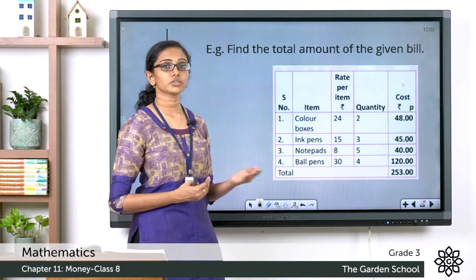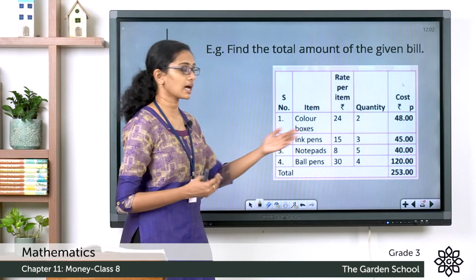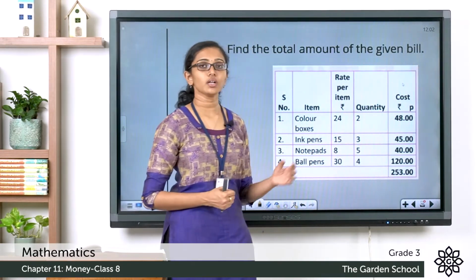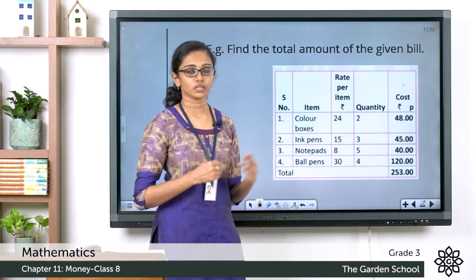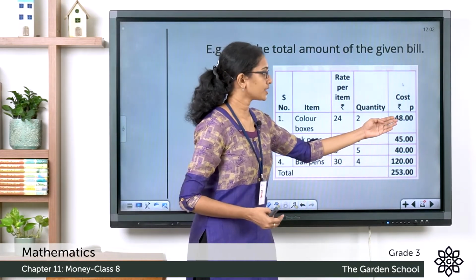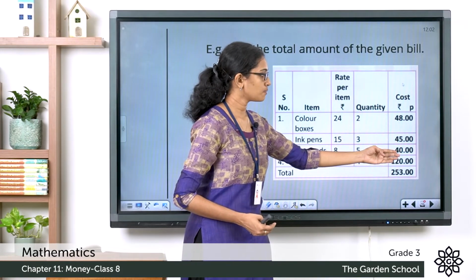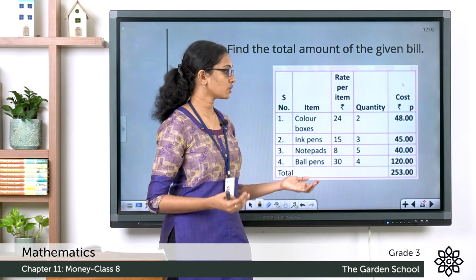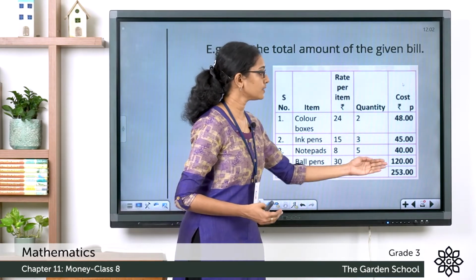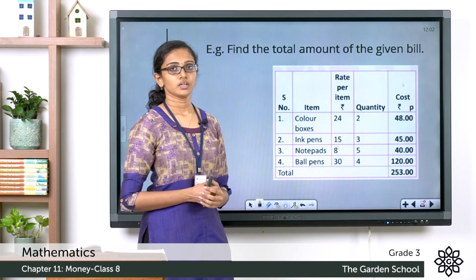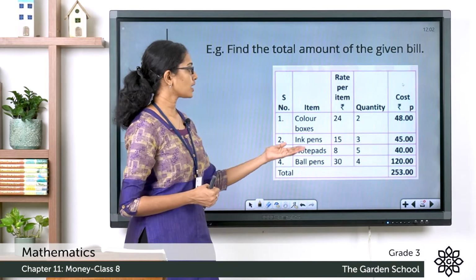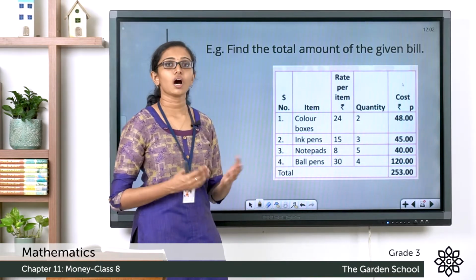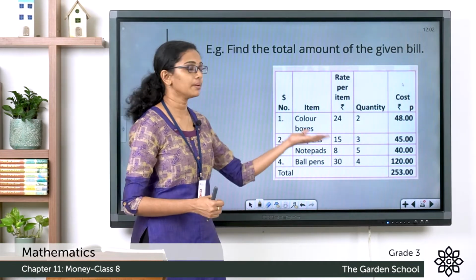Now the total bill, or the total cost of all these items, how do we calculate it? Just add up all the individual costs and you will get the total cost. So here we have 48 rupee plus 45 rupee plus 40 rupee plus 120 rupee, and that is equal to a total amount of 253 rupee. Now this is the total amount as per this given bill.